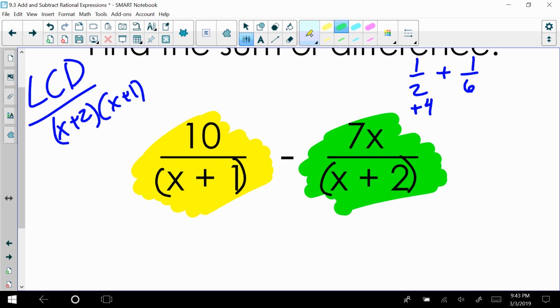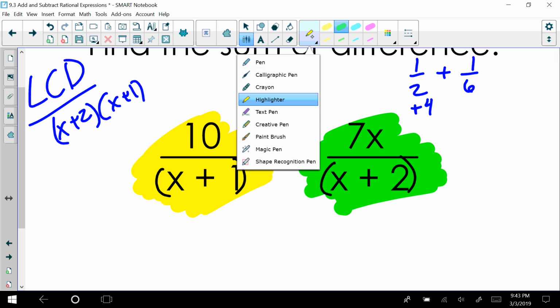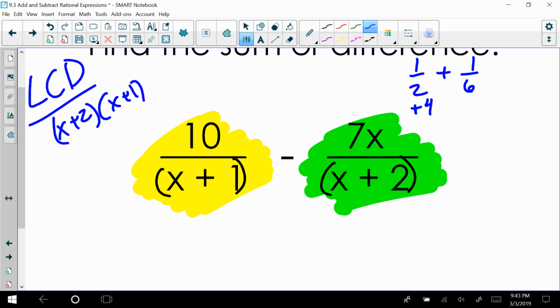Well, this one over here, my yellow one, needs this x plus, or I'm sorry, not the x plus 2 there. It needs this x plus 2, right? X plus 2 then. Notice how I put it in parentheses. Now if I do that to the bottom, got to do it to the top.